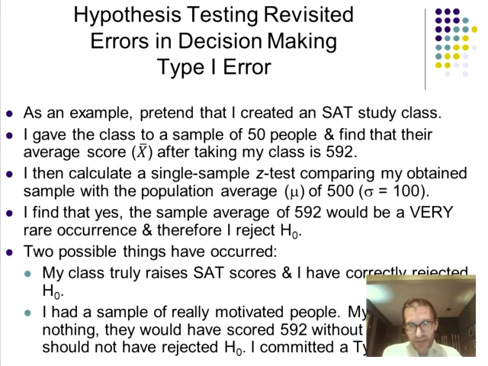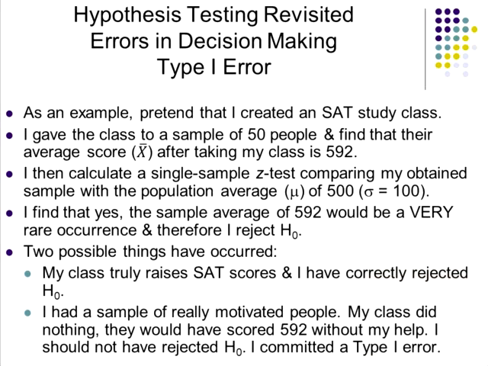And so here's the deal. Two things. I've rejected the null, okay? Now that I've rejected the null, there are two possible things that could happen. Number one, my class really does in fact raise SAT scores, and I have in fact correctly rejected the null. I've done exactly what needs to be done. But the other possible thing is that I made a mistake.